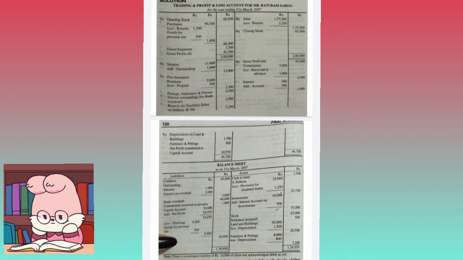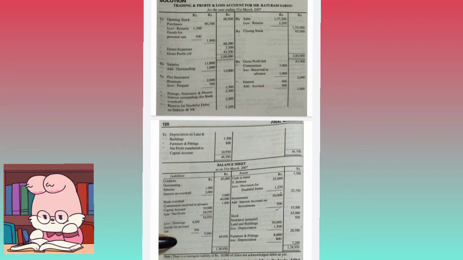Postage, stationery and phones 2500, debit this to the trading account. Fire insurance premium 2000, debit of P&L account. Sorry, postage, stationery and phones debit to the P&L account. I said trading account, sorry, it is to be debited to the P&L account. Next, fire insurance premium, let's debit to the P&L account.